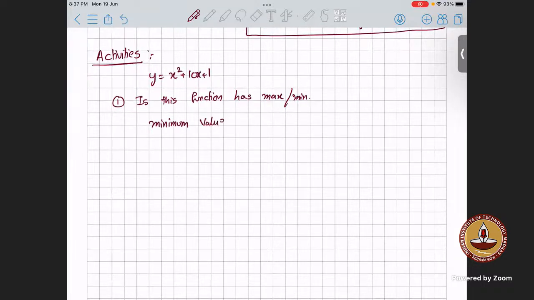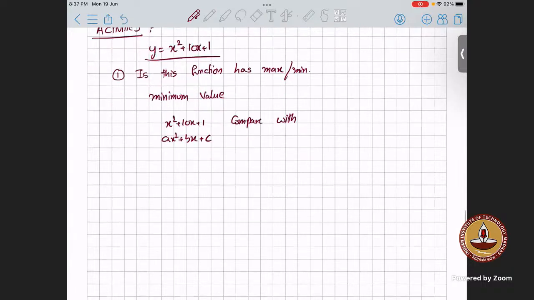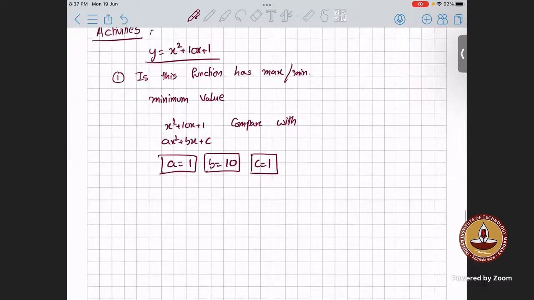Look, let's convert this equation, x square plus 10x plus 1, and compare with ax square plus bx plus c. a equal to 1, b equal to 10, c equal to 1. Look, a is greater than 0. So what does that mean? Minimum value.